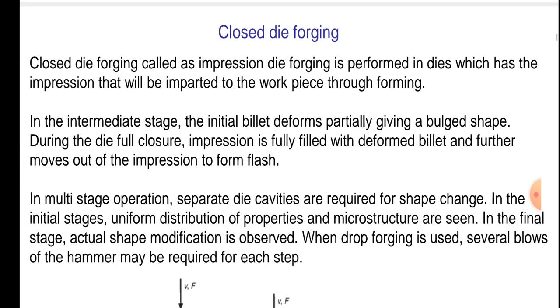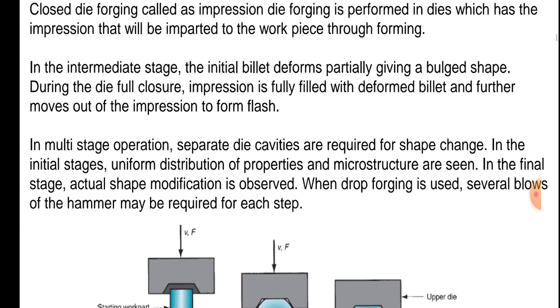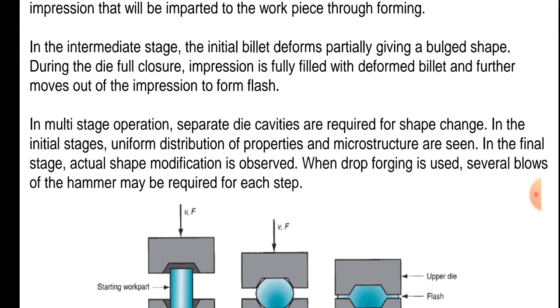Closed die forging, called impression die forging, is performed in dies which have the impression that will be imparted to the workpiece through forming. In the intermediate stage, the initial billet deforms partially, giving the bulged shape during the die closure. The impression is fully filled with deformed billet, and further material moves out of the impression to form flash.